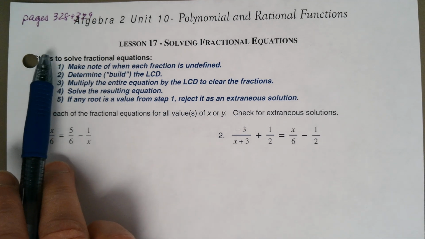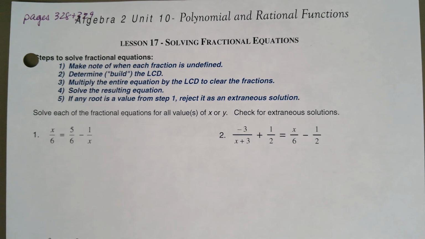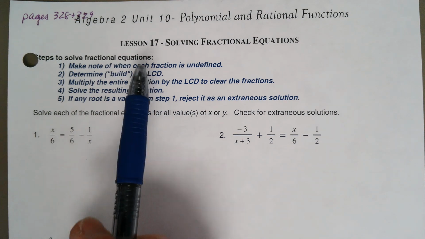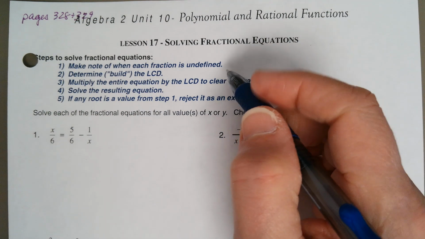Today we're on pages 328 and 329 of our textbook. Lesson 17 of Unit 10, Solving Rational Equations. There's 5 steps that we'll be following to solve an equation that contains fractions. First thing, make note of when each fraction is undefined, that is, when the denominator would equal 0.